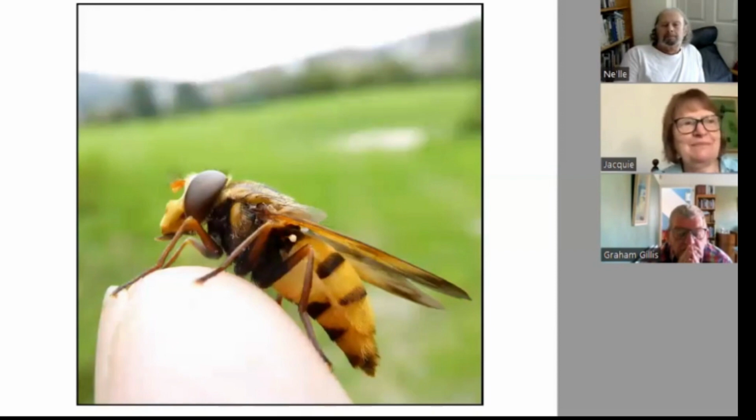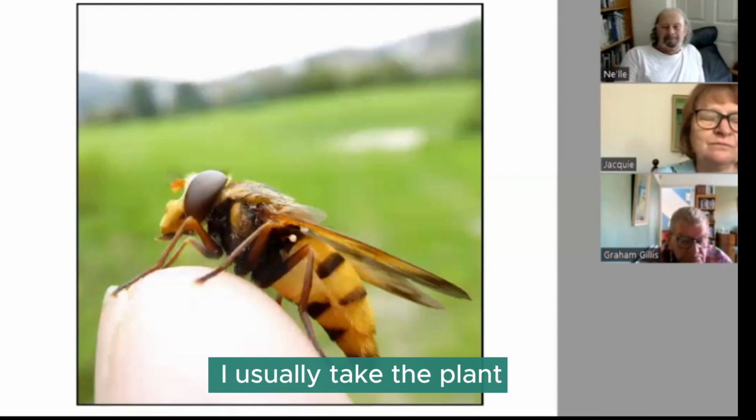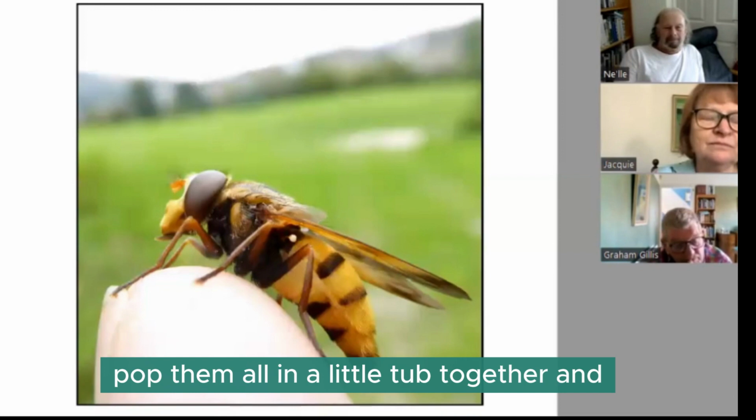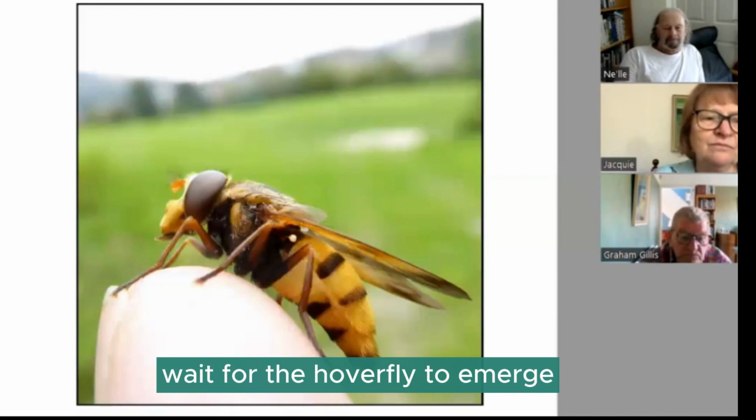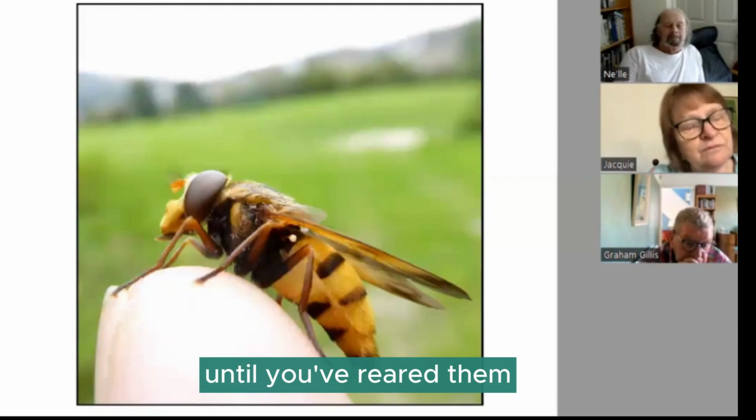I don't breed hoverflies. I rear hoverflies. If I find a larva on a plant, I'll usually take the plant with some of the aphids that it eats, if it's an aphid eater, pop them all in a little tub together, and wait for the hoverfly to emerge. With some hoverflies, it's the only way of finding out what they are, because the larvae look so similar. Until you've reared them, you don't actually know what it is.